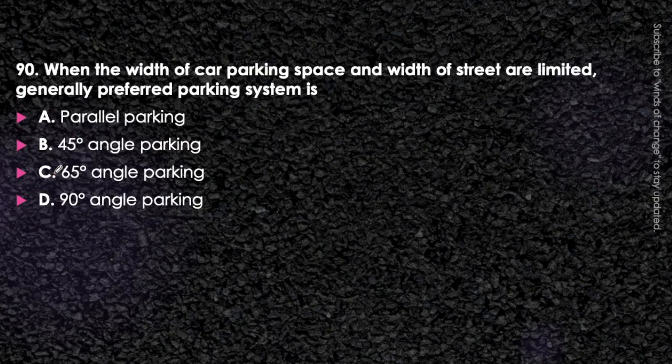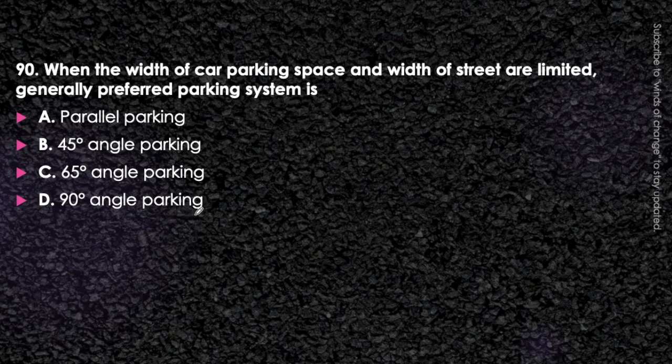Next question and the last question of this video. When the width of the car parking space and width of the street are limited, the generally preferred parking system is... Now we are saying that the width of car parking space is limited. Then what will we prefer? Parallel parking, 45-degree angle parking, 65-degree angle parking, or 90-degree angle parking.